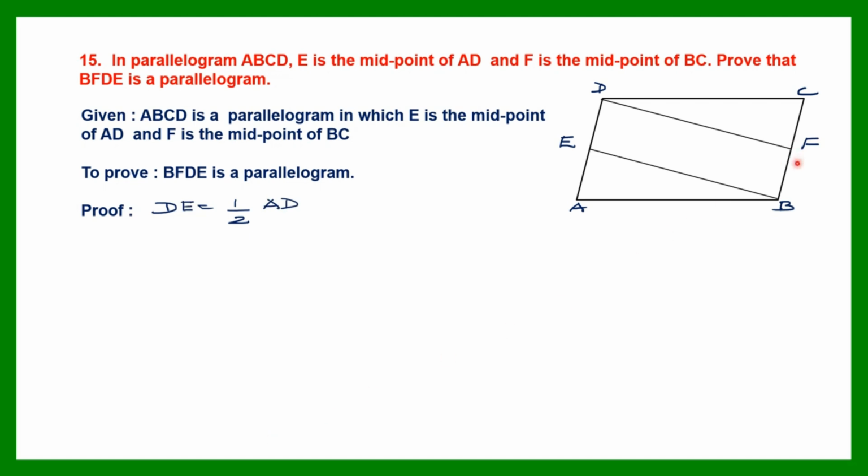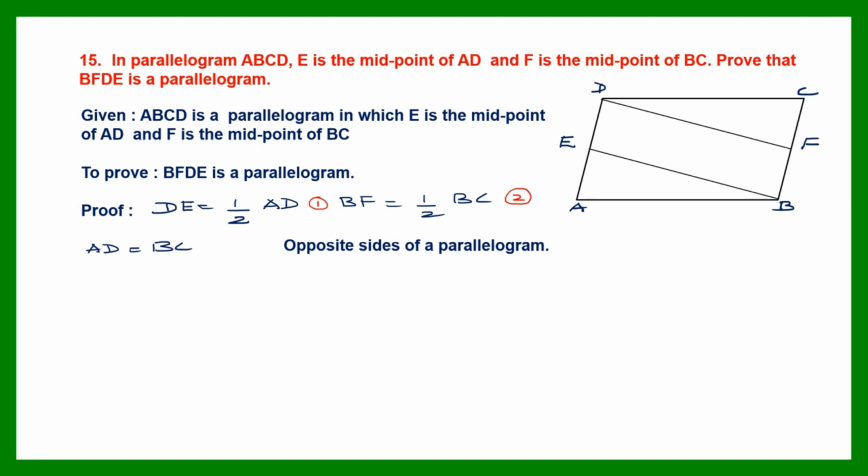Similarly, on the other side, since F is the midpoint, BF will be half of BC. So let's write that: BF will be equal to half of BC. Let this be equation 1 and let this be equation 2 because we're going to be using it later. Now let's look at these two sides AD and BC. They're equal to each other. AD is equal to BC. We know that because opposite sides of a parallelogram are equal.